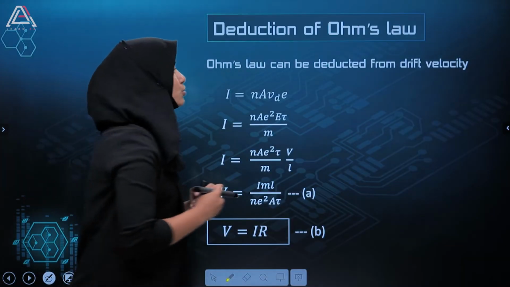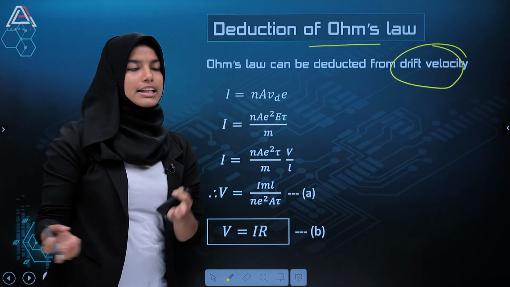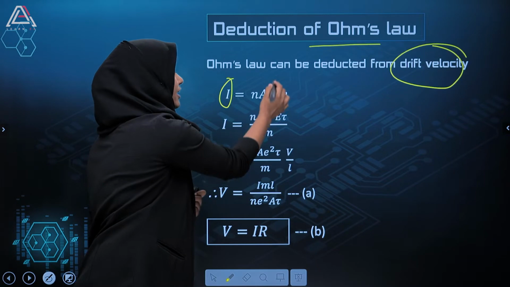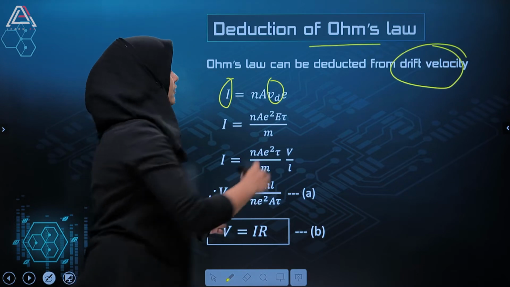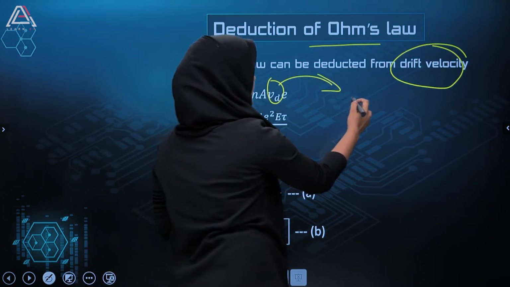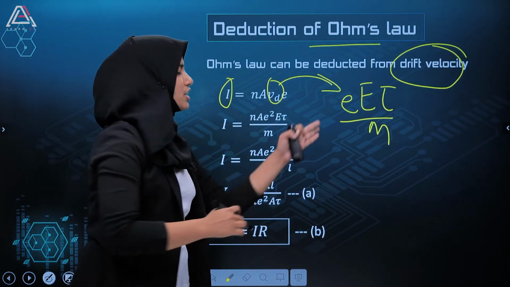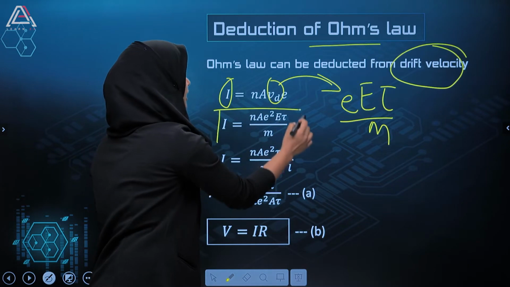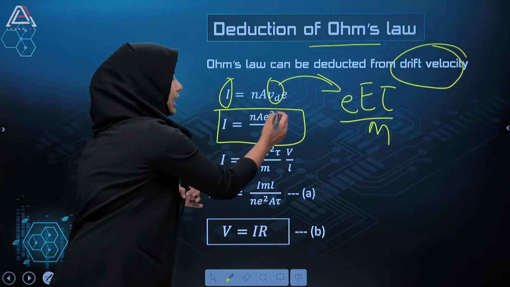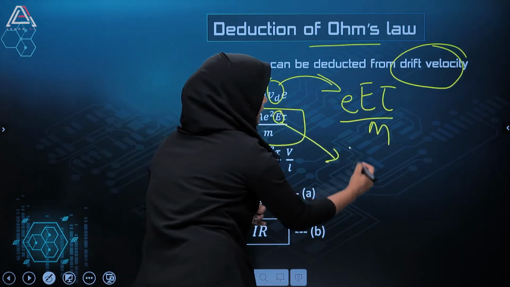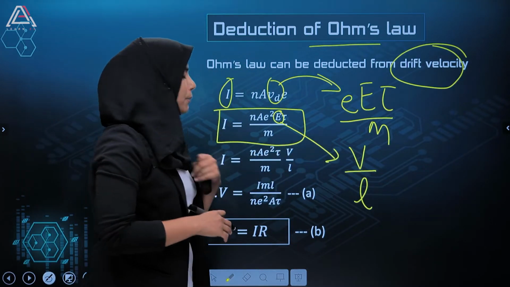Now let's deduce Ohm's law from drift velocity. For that I am taking the relation between electric current and drift velocity, which is I equal to nAe v_d, where v_d is the drift velocity, which has the value eEτ by m. So I am using that equation over here, and I get the current as nAe squared Eτ by m. Now the electric field can be represented as voltage per distance, so we can write the electric field as V by L.